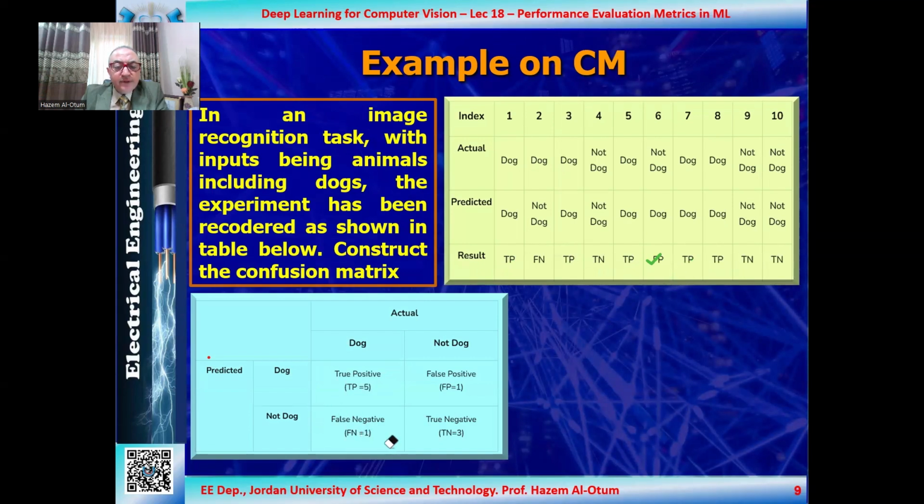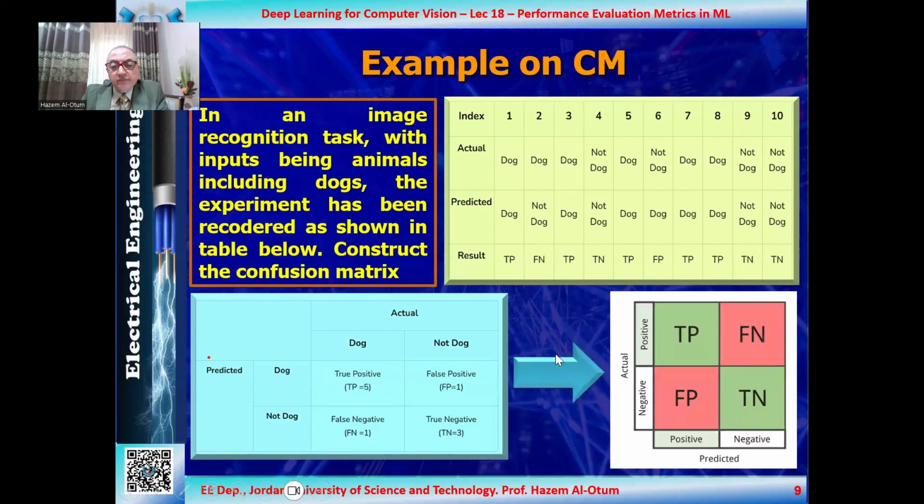Next, if we want to find the false negatives, FN, we have only one, again. And if we want to find the true negatives, we see here 1, 2, 3 true negatives. By this way, we constructed the confusion matrix for further processing to find the evaluation metrics for machine learning evaluation. So we have here 5, here 3, here 1, and here 1.